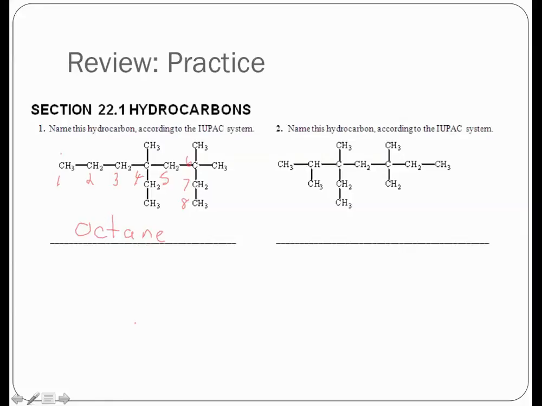Do the same thing for number 2. We're looking at the longest continuous carbon chain. So 1, 2, 3, 4, 5, 6, 7. 1, 2, 3, 4, 5, 1, 2. It looks like 7 would be the longest continuous chain. So 1, 2, 3, 4, 5, 6, 7. So this one would be a heptane. So this would be for 7. We have the prefix hept-. So we're going to go on to the next one.